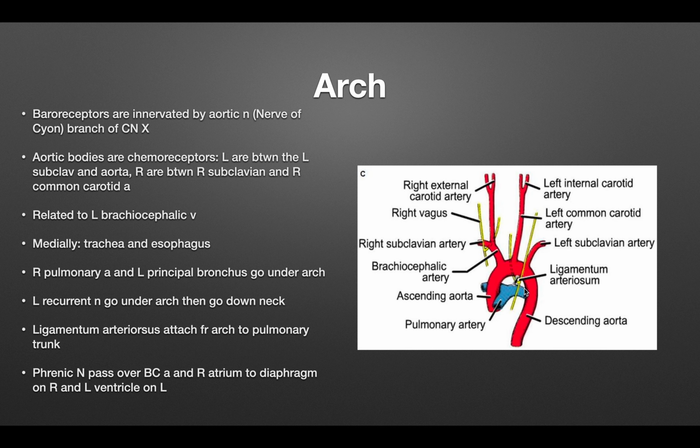Also important to note is that the phrenic nerve will cross over the brachiocephalic artery and the right atrium to the diaphragm, over the right and left ventricles along the left side. You've got to be careful that the phrenic nerve, which is a branch of the right vagus, is going to descend and then cross over the heart.